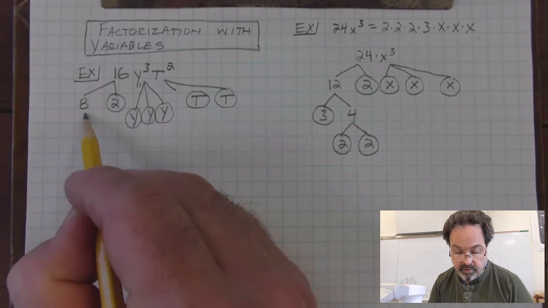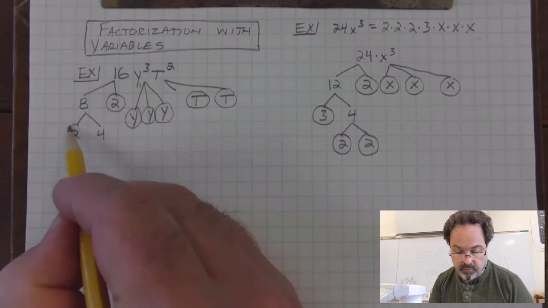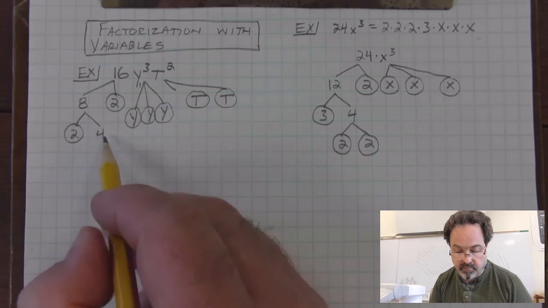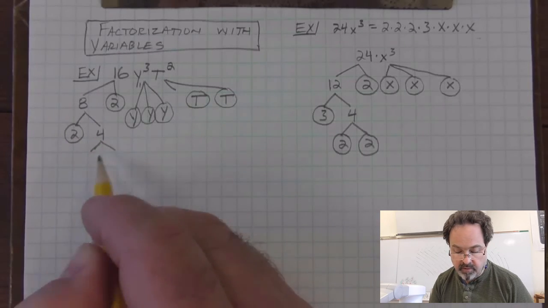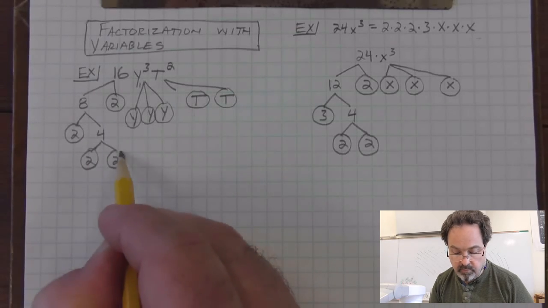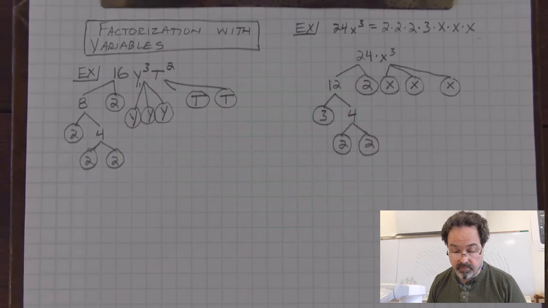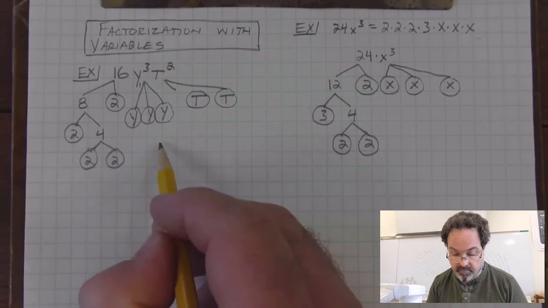8 can be broken into a 2 and a 4. 2 is a stopping place, 4 is not, because 4 can be expressed as the product of its factors, 2 times 2. There is nothing left that we need to continue to factor, so we have the prime factorization.